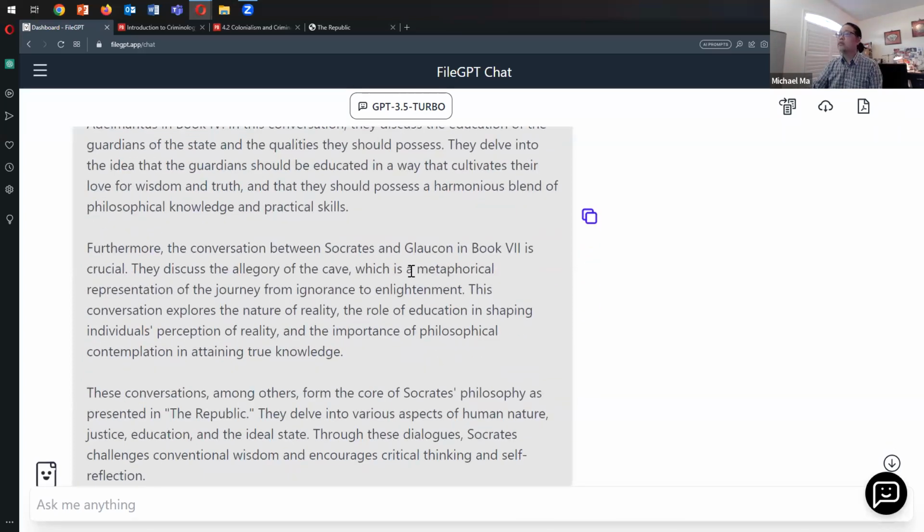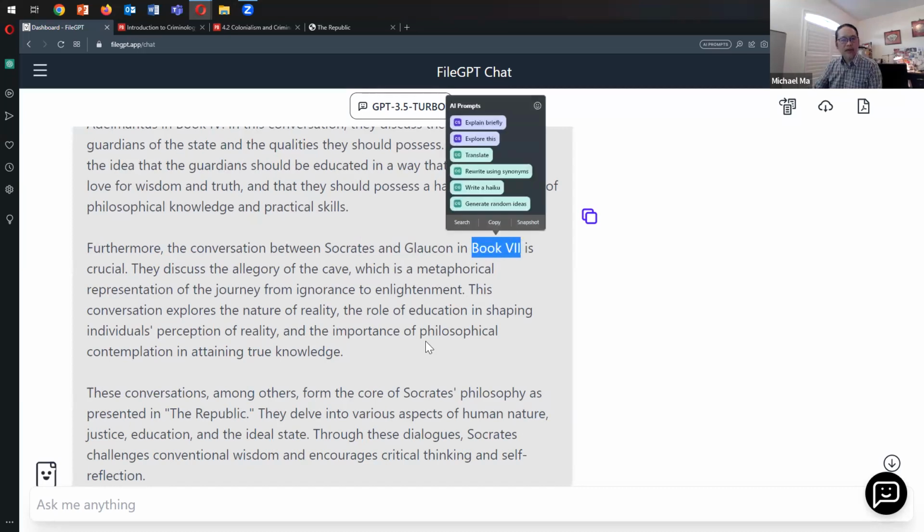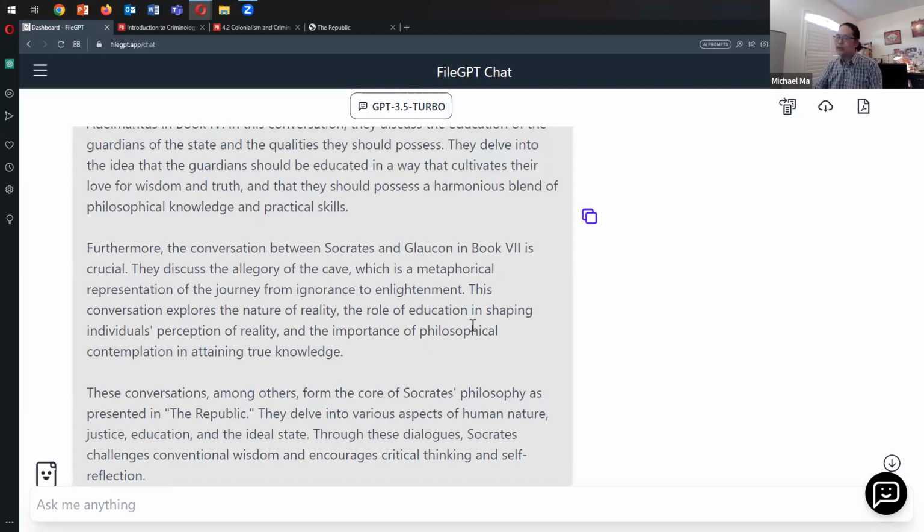And then in books, so here it's so interesting. Furthermore, the conversation between Socrates and Glaucon in book 7. Okay, there is no book 7. There's only books 1, 2, 3, 4, and 5. Is crucial. So here is, I guess, a moment of confabulation or error.